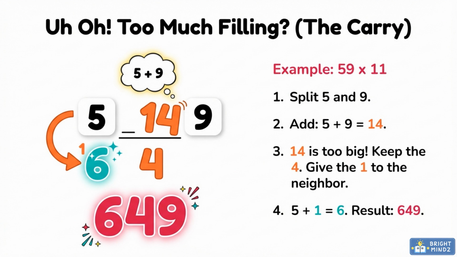Sometimes that middle number is too big and we need a carry, just like in normal addition. 459 times 11. First split the digits, 5 and 9. Add them. 5 plus 9 equals 14. We can't put 14 in the middle, so keep the 4 and carry the 1 to the 5. Now 5 plus 1 becomes 6. Read the answer, 649.